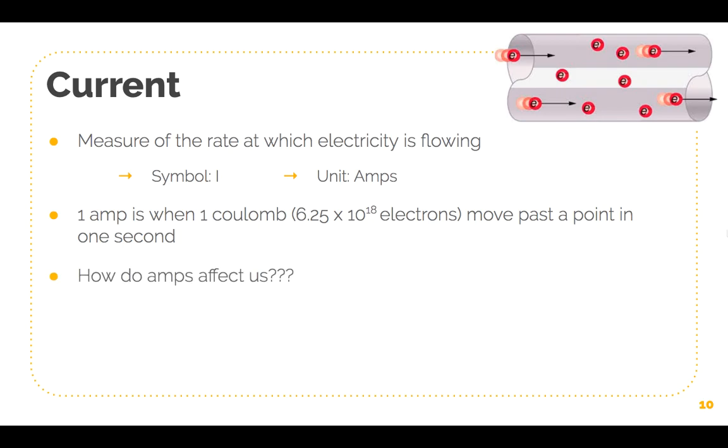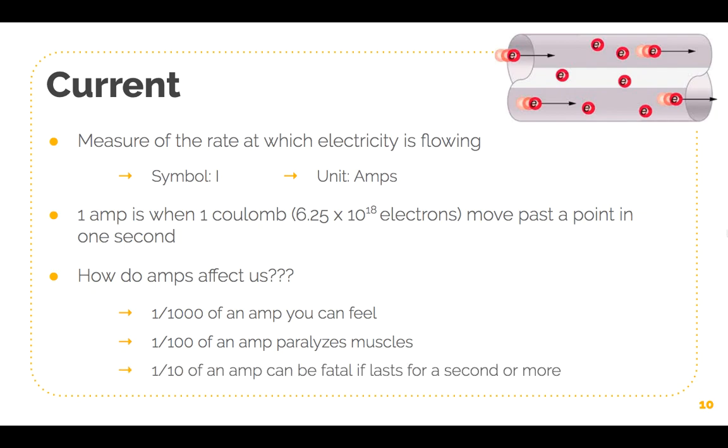How do amps affect us? It's kind of hard to see amps, but 1/1000th of an amp you can feel. 1/100th of an amp can paralyze muscles temporarily, or if it's flowing through you for too long a time, it can actually paralyze them permanently. And then 1/10th of an amp can be fatal if it lasts for a second or more. So just thinking about that, not even 1 amp can kill you.